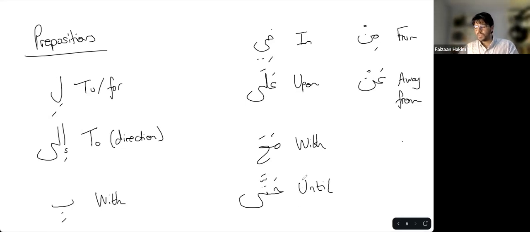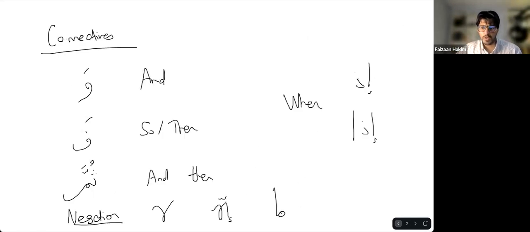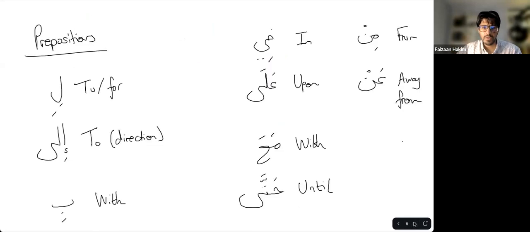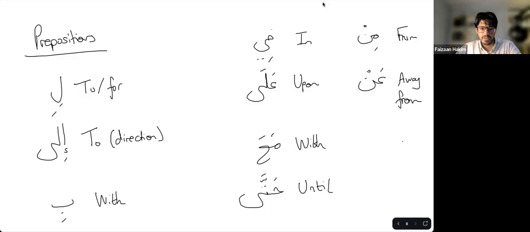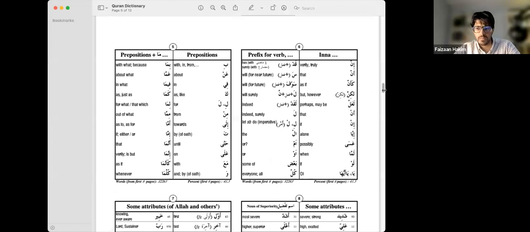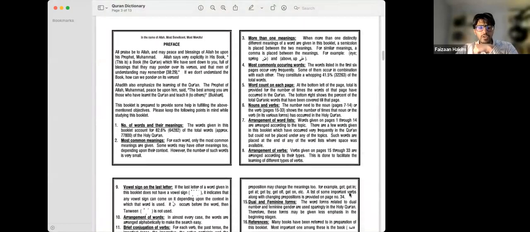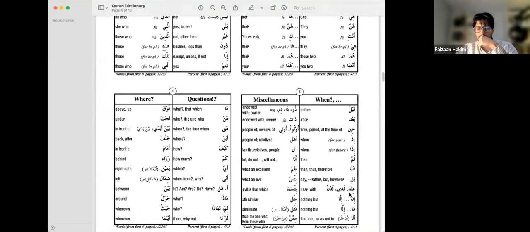So I'd say if you understand what's going on with the words, you take a look at these things, you've learned your prepositions, and you start to have a look through this book, or it doesn't need to be this necessarily, it can be any book, any small Quranic dictionary. Now you can start to learn the words.